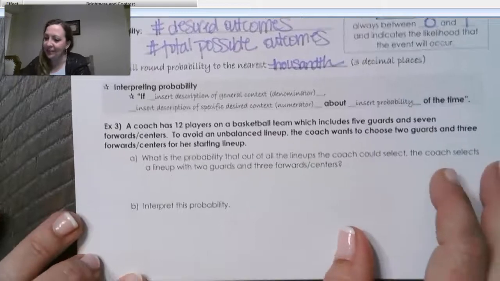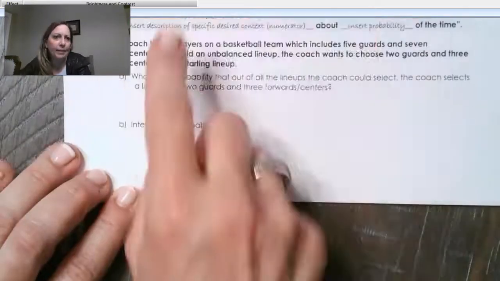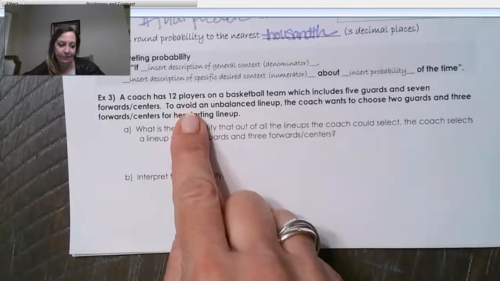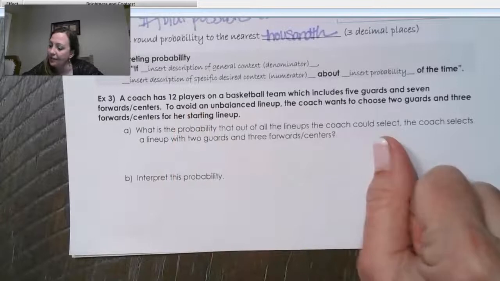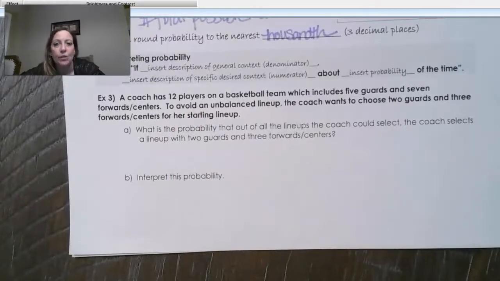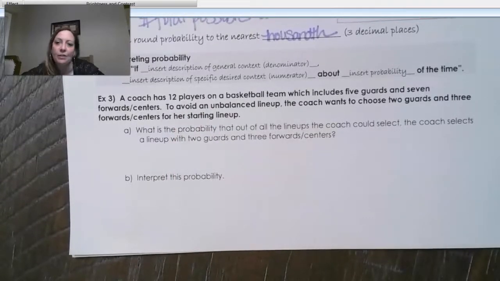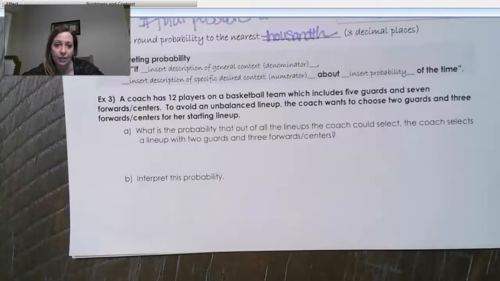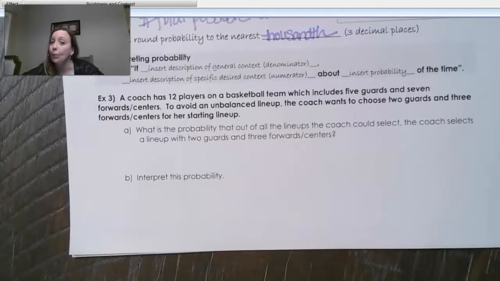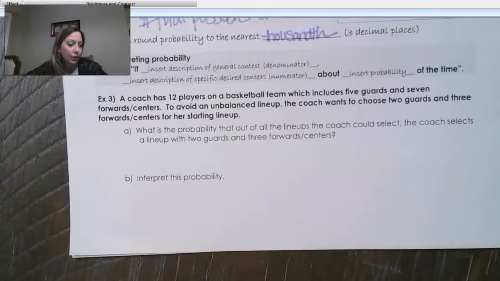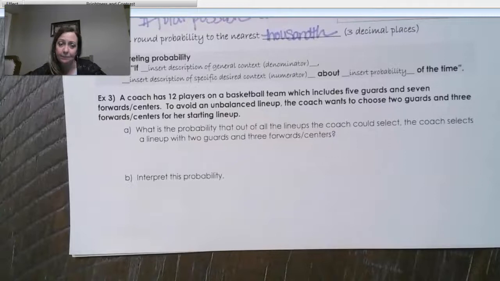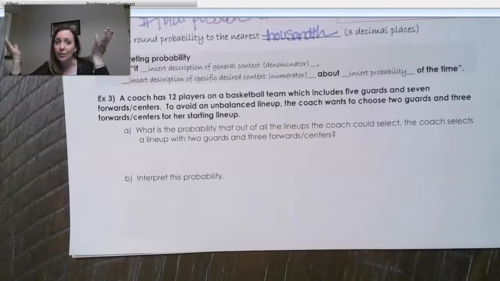So let's look at this first example for the probability portion. It says a coach has 12 players on a basketball team, which includes 5 guards and 7 forward centers. To avoid an unbalanced lineup, the coach wants to choose 2 guards and 3 forward centers for her starting lineup. What is the probability that out of all the lineups the coach could select, the coach selects a lineup with 2 guards and 3 forward centers?